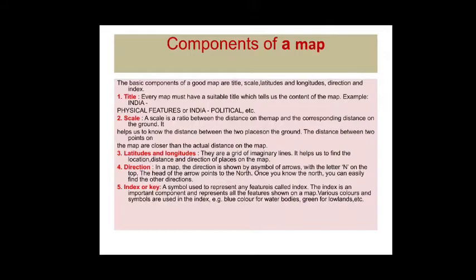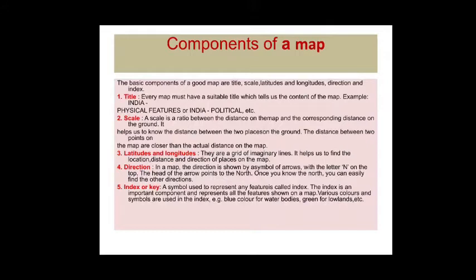Direction. In a map, the direction is shown by an arrow symbol with the letter N. N on the top is the northern side. The head of the arrow points to the north. Once you know the north, you can easily find the other directions: north, south, east, west. So it is easy to identify.